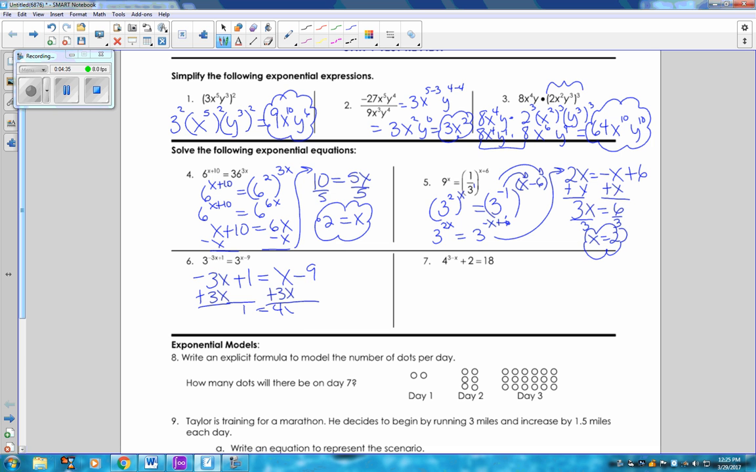x plus 3x is 4x. Now I'm going to add 9 to each side. I'm going to bring it up here. 1 plus 9 is 10 equals 4x. And now you're going to divide each side by 4.